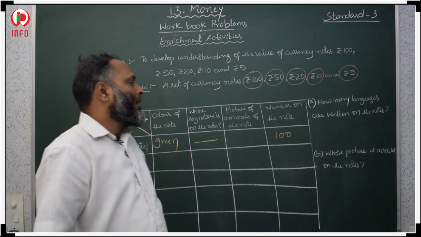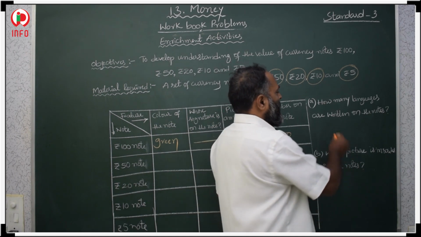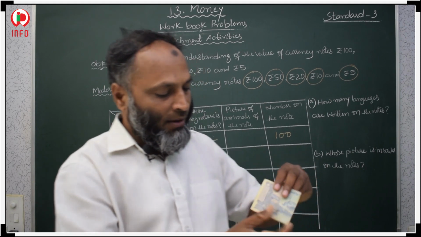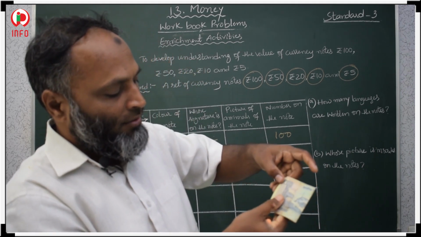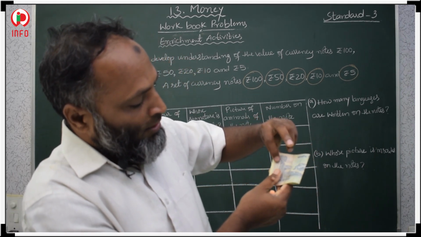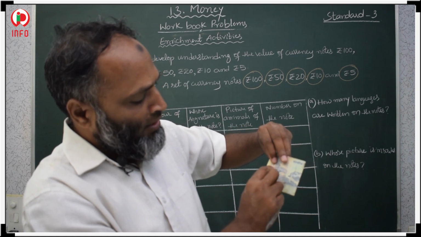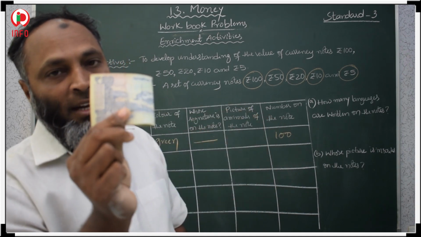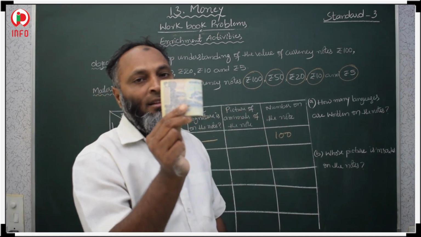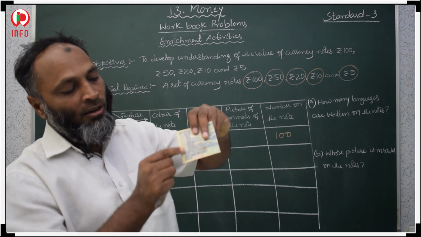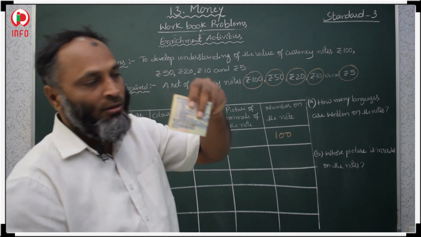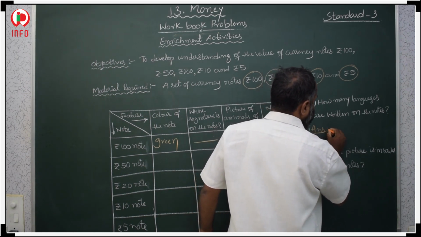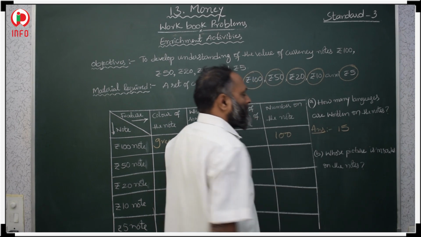Okay, and after that he has given two questions. How many languages are written on the note? On each and every note, languages are written. First you count the number of languages written. 1, 2, 3, 4, 5, 6, 7, 8, 9, 10, 11, 12, 13, 14, 15 languages. So how many languages are there? 15 languages are there on a note.